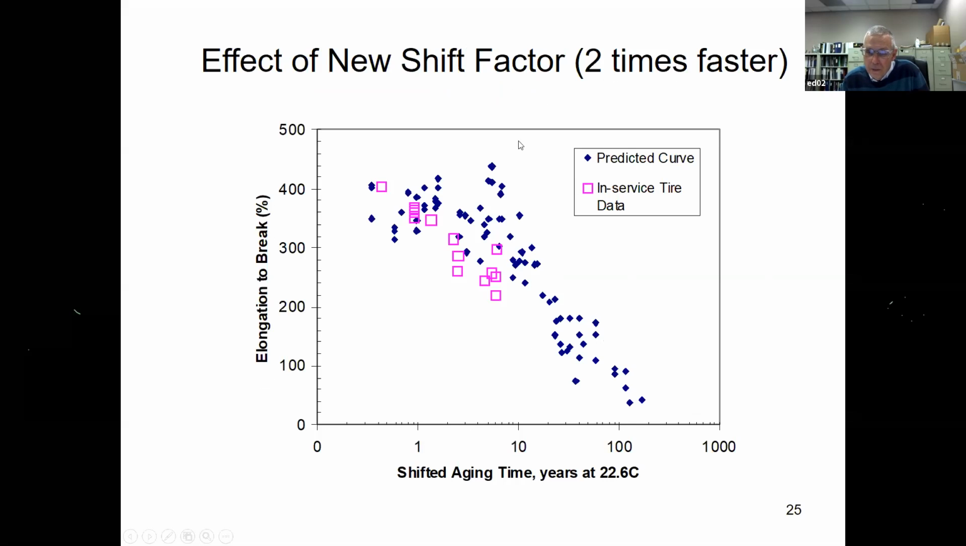So here was our predicted curve, which we were so disappointed in. But you can see, if 10 years is about 260% elongation to break, and there's a factor of 2, that's going to bring it down to 5 years. So now this data is going to be, instead of being 10 years, 5 years. So we go ahead and shift our data that way.